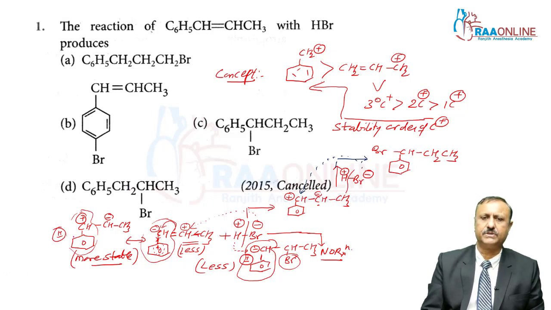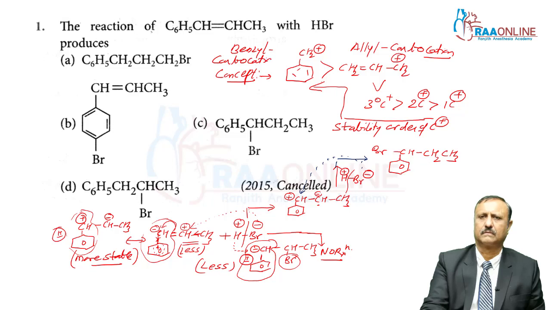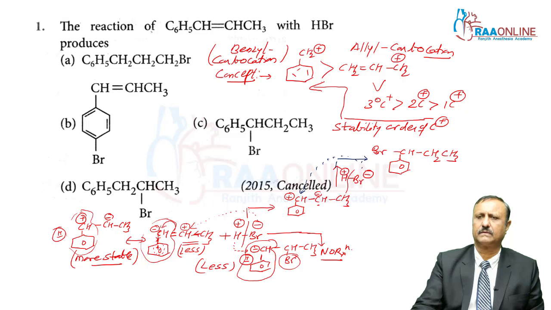The stable cation is the benzyl, and we gave you the concept. Benzyl carbocation is more stable than allyl carbocation. So this is benzyl carbocation. So my dear students, you can get this compound here, and you can go to answer C. So my dear students, question number 1, the correct answer is C.